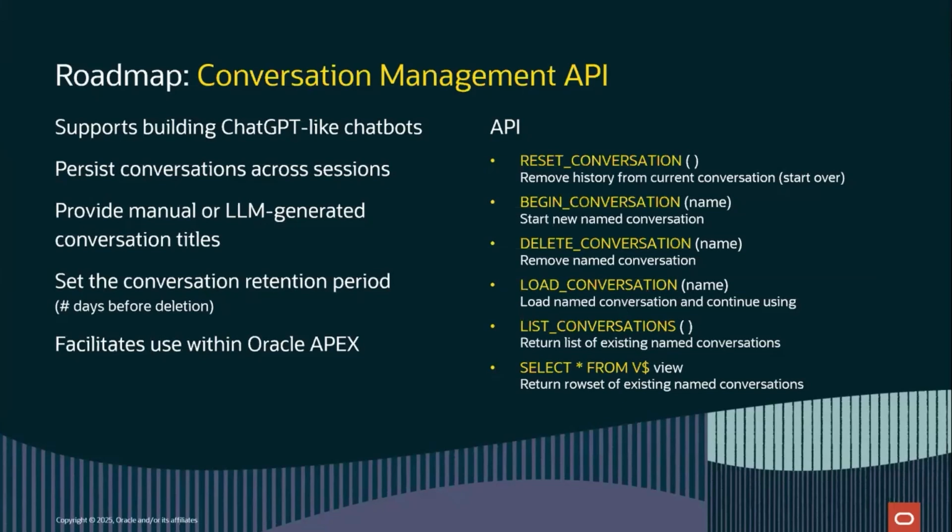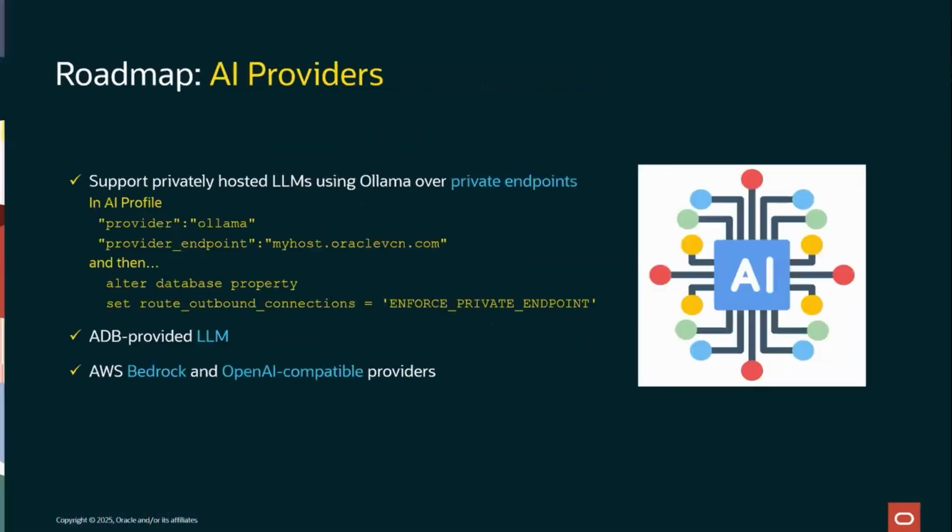On the right, you see API calls, including resetting a conversation to remove any chat history, as well as to begin, delete, load, and list conversations. And we'll even have a view available that returns the row set of existing conversations to make it easy for you to view those.